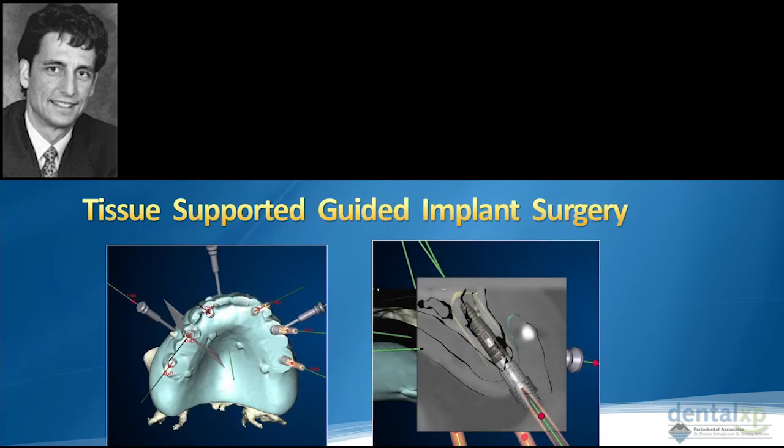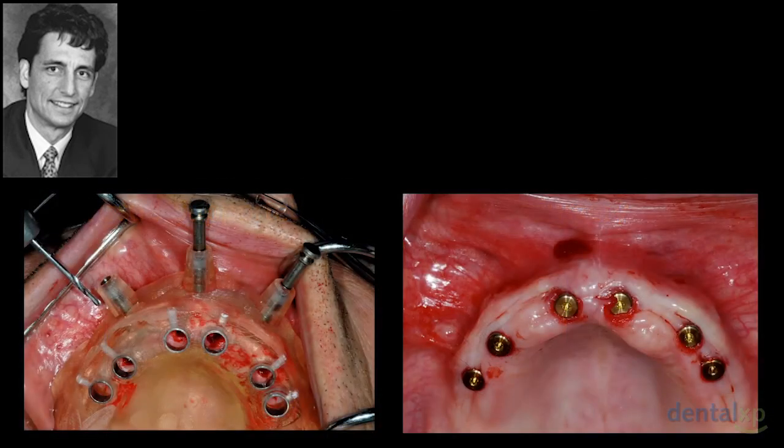Tissue-supported guides can work out great if you do not have to remove bone. That's the key thing here. If there's inadequate interarch space, the tissue-supported guides obviously do not do justice. This is a case where there was adequate interarch space, so we were able to accomplish that.